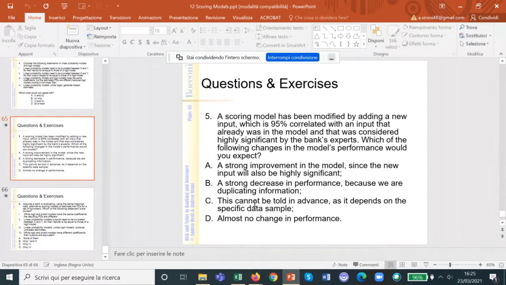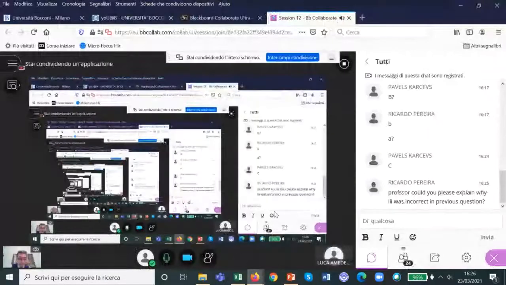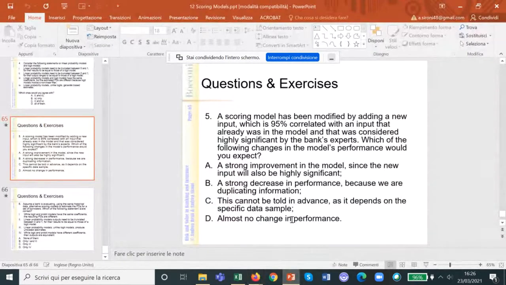If you want the most likely answer. Let's see. Okay, sorry, there is a question. So the correct answer here is D, almost no change in performance. Because if it's 95% correlated, clearly, it doesn't really change a lot.